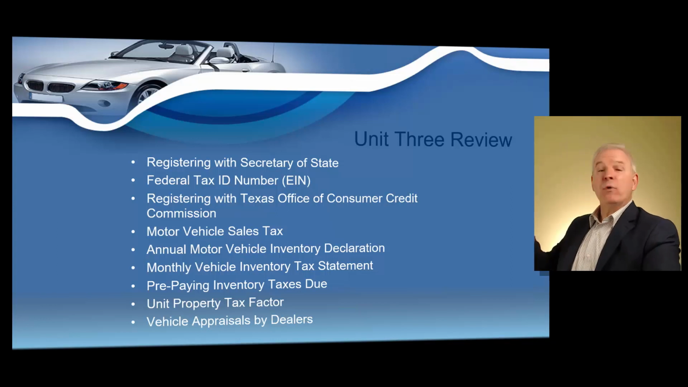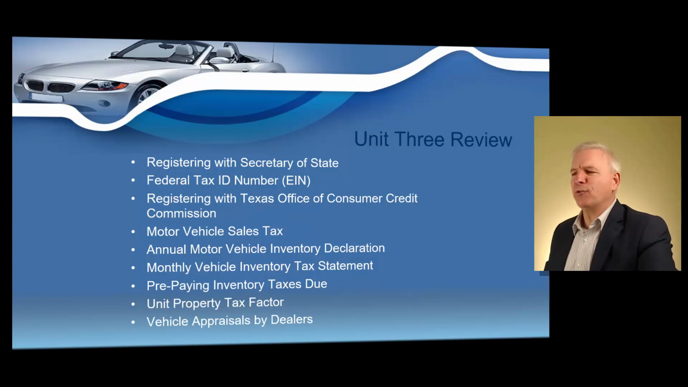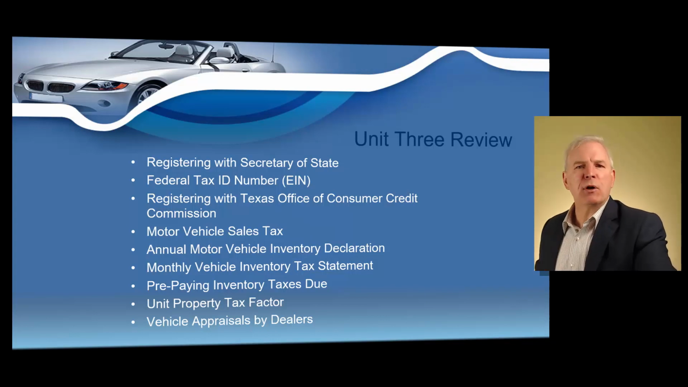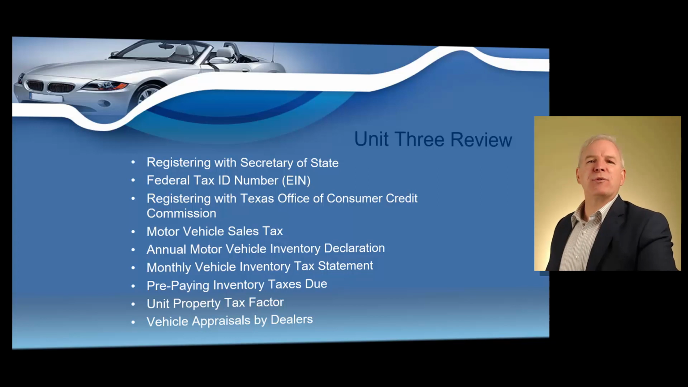So we just finished Unit 3, and everyone, I think this is one of the longest units that we have in the entire course. So in Unit 3, we've learned how to register our business with the Secretary of State's office. I showed you how to get your easy Federal Employment Tax ID number. We also learned how to register with the Texas Office of Consumer Credit Commission if you're going to be doing any type of buy here financing or any third-party financing.